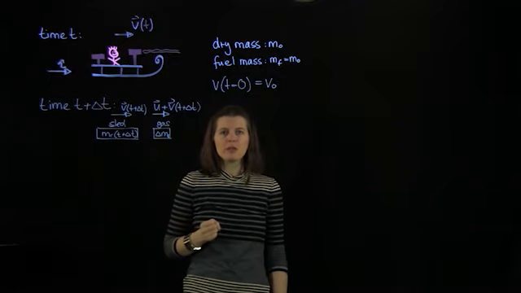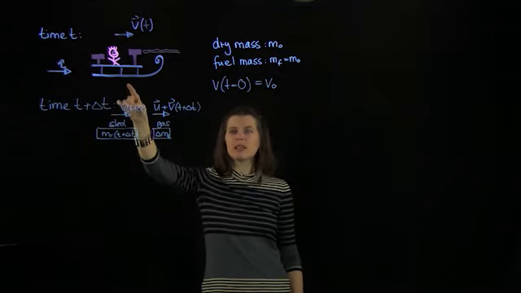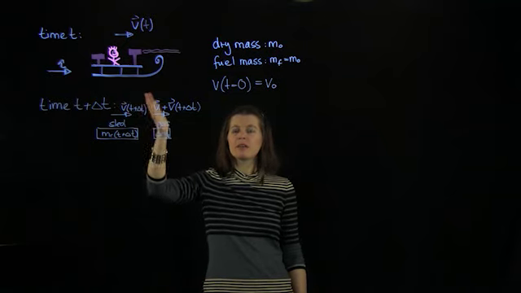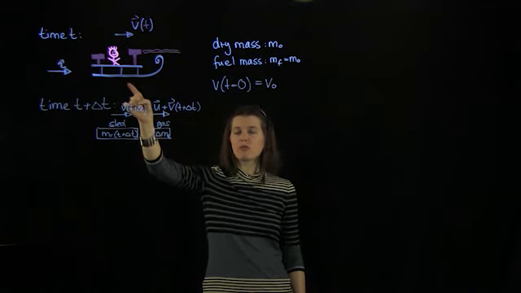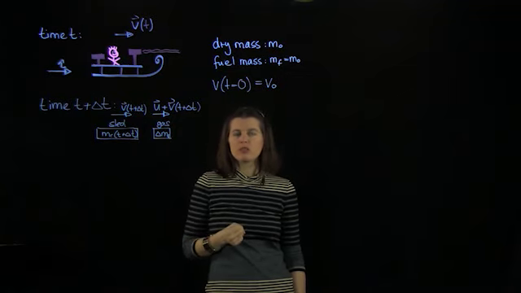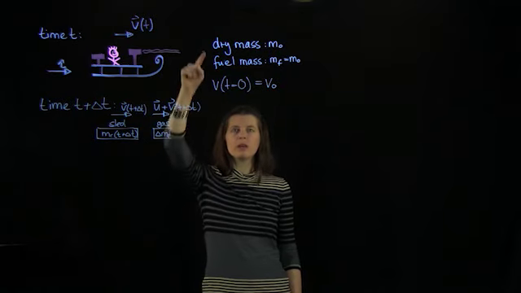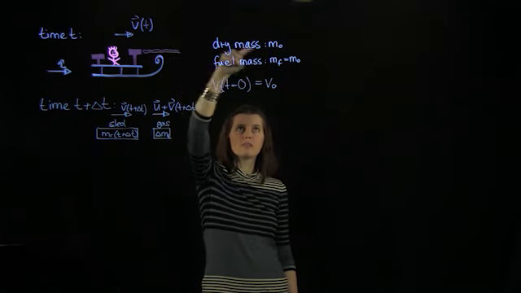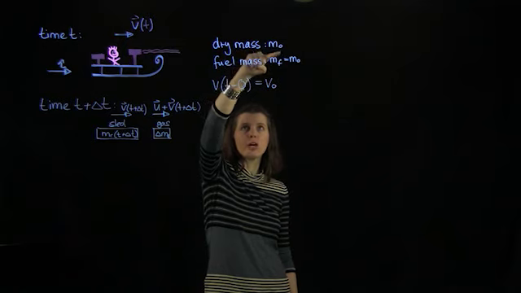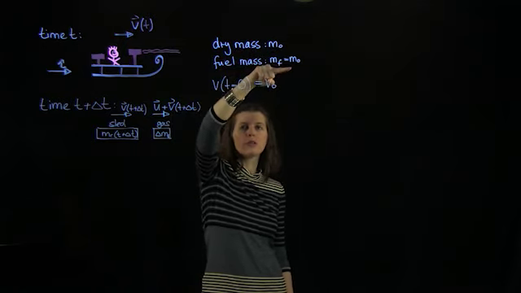We want to derive a relation between the differential of the speed of the sled and the differential of the mass of the rocket sled. But before we do that with the rocket equation, we need to actually consider what else we know about this system. Well, we know that the dry mass has a mass of m naught. The fuel mass is given also as m naught.